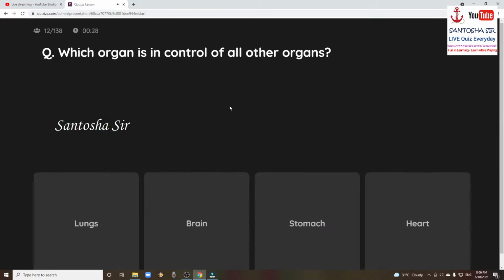Which organ is in control of all other organs? Is it lungs? Is it brain? Is it stomach? Is it heart?